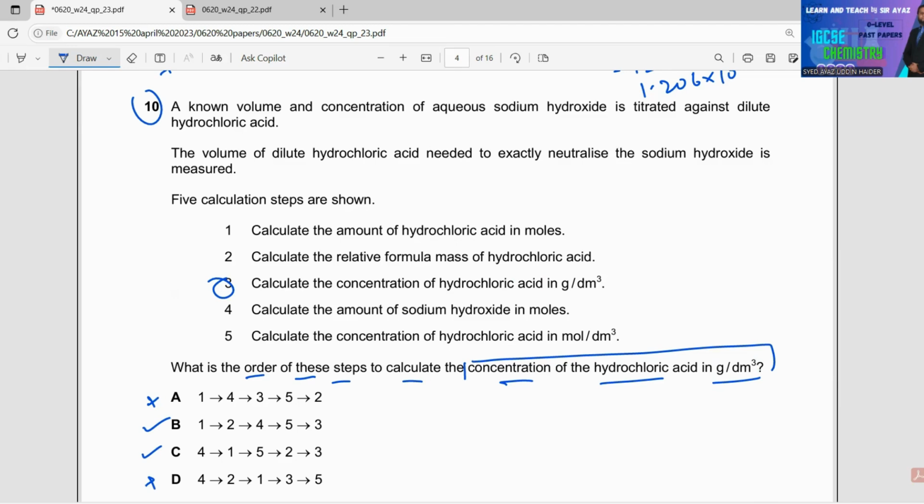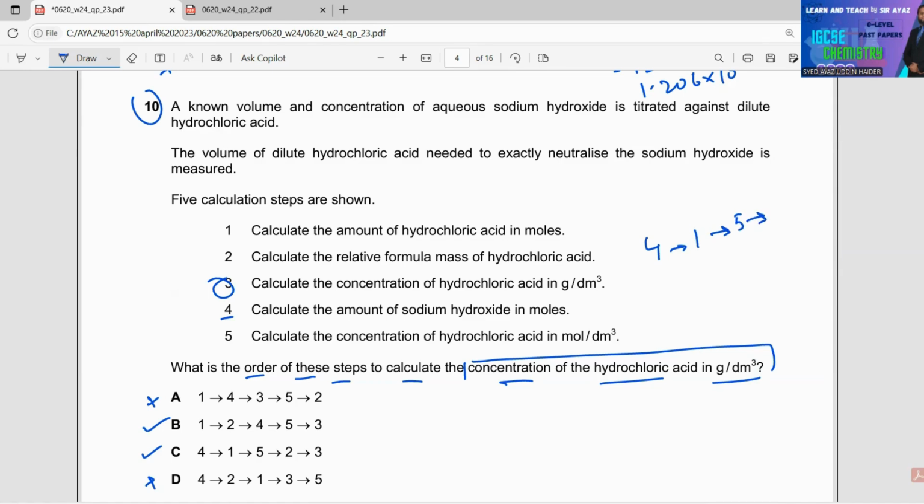You have to start with the amount of sodium hydroxide in moles, because the volume and concentration of sodium hydroxide is given. So it must be 4. After 4, what will we do? We need to calculate the amount of hydrochloric acid in moles. And you have 1. And after this, you will have the concentration of hydrochloric acid. That's step number 5.